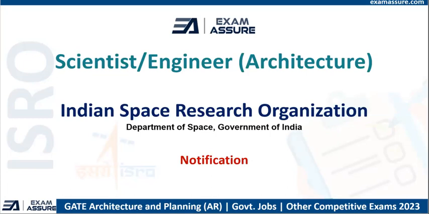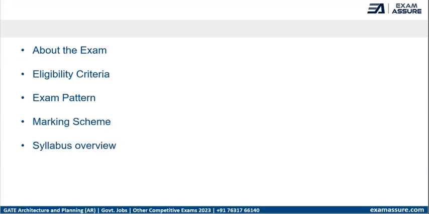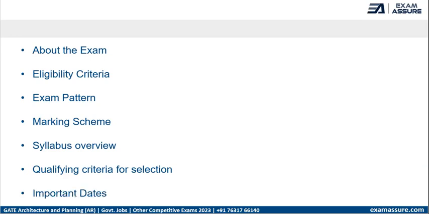Today we will be discussing the notification released by the Indian Space Research Organization, that is ISRO, for the post of scientist engineer in the field of architecture. So we'll discuss the exam, its eligibility criteria, the pattern, the marking scheme, have an overview of the syllabus, and also discuss the qualifying criteria for the selection as mentioned in their notification, and the important dates.